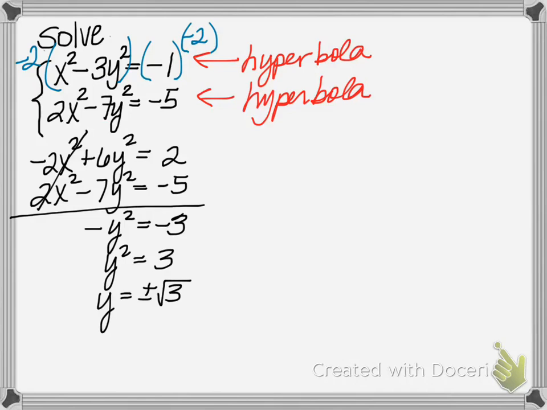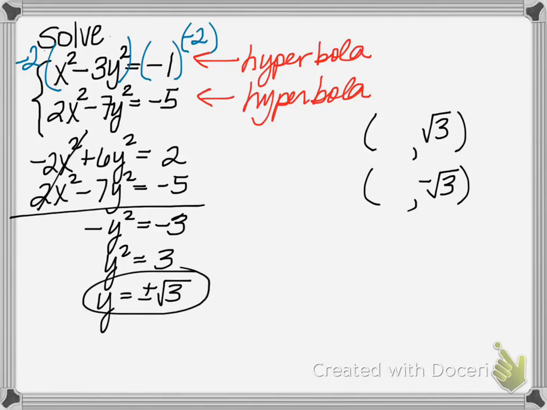At this point, I like to set up my ordered pairs because remember, we're searching for the intersections of the curves. Right now it appears that we have possibly two intersections, one with a positive square root of 3 for the y value and another one with a negative square root of 3 for the y value. Now that we have our y value, we'll do substitution, sometimes called back substitution, into one of the original two curves to solve for the x value.